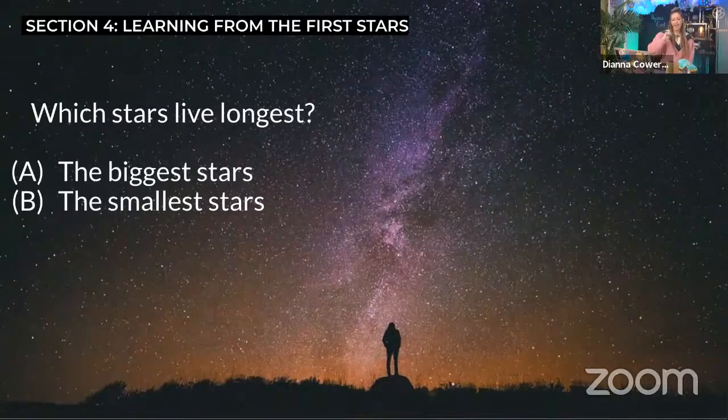Between these two, A, the biggest stars, or B, the smallest stars? Which do you think live the longest? The stars that are big or the stars that are small? Which ones have the longest life? I'm seeing a couple A's and B's so far. Yep, but it seems like I'm mostly seeing that the biggest stars live the longest. That seems like it would make sense, right? You've got a bigger star, there's more stuff to burn through, more fuel, more fusion.